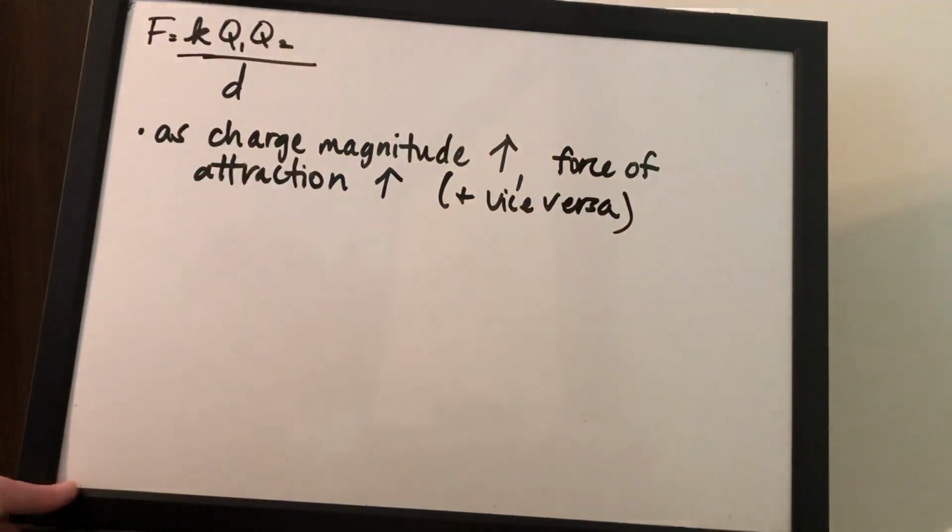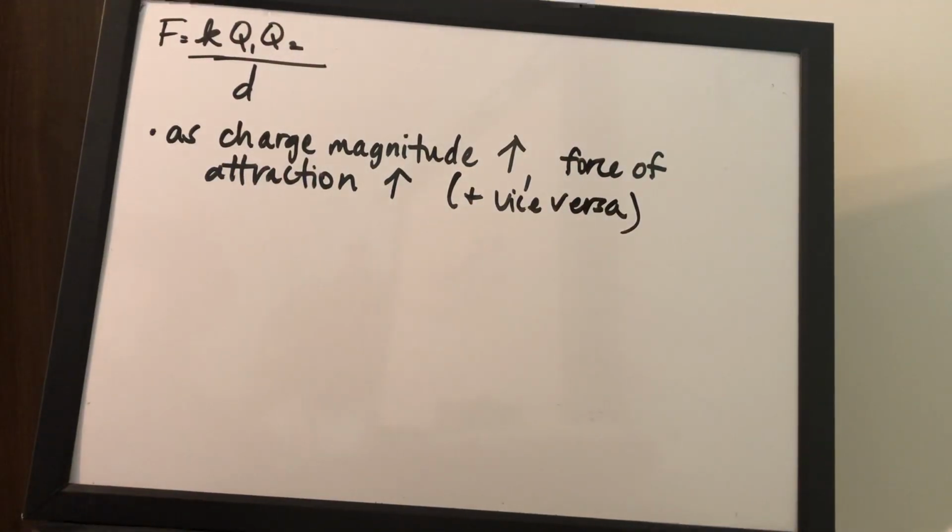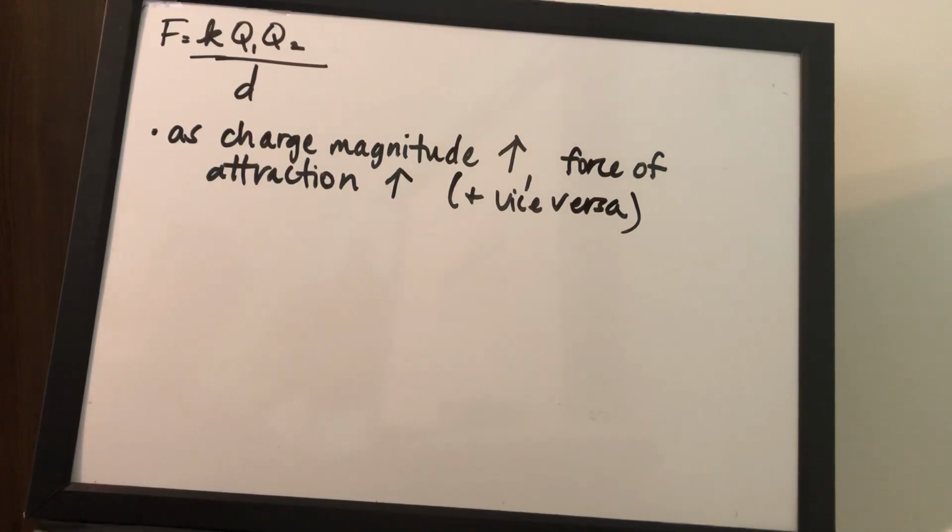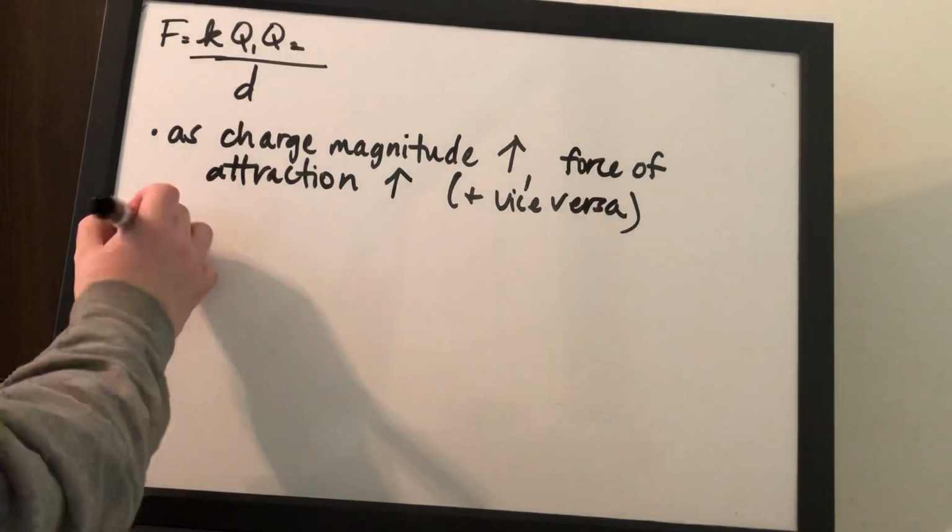But if you want to write both, that's fine. Okay, so as charge magnitude increases, so does the force of attraction. Or as charge magnitude decreases, the force of attraction decreases. But then distance is different. Notice distance is in the denominator of your fraction, so it's an opposite relationship.